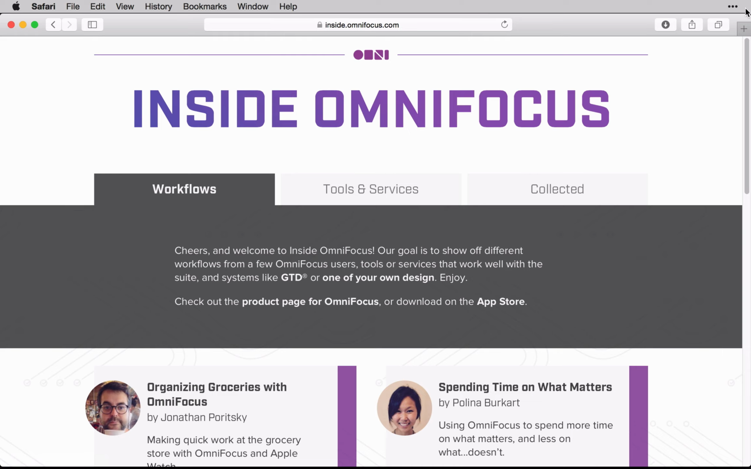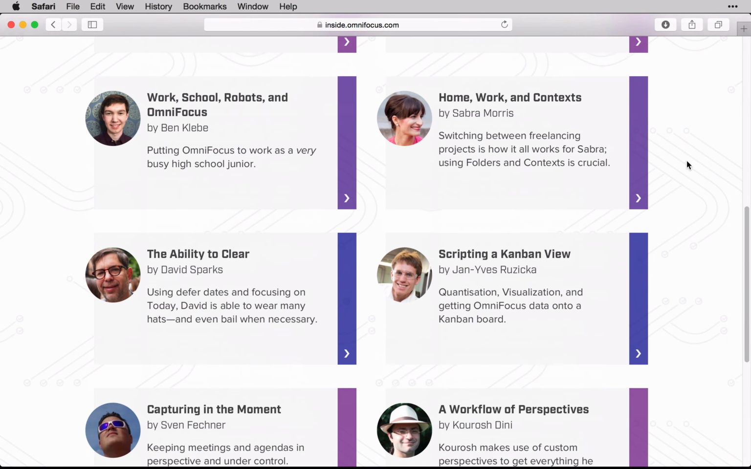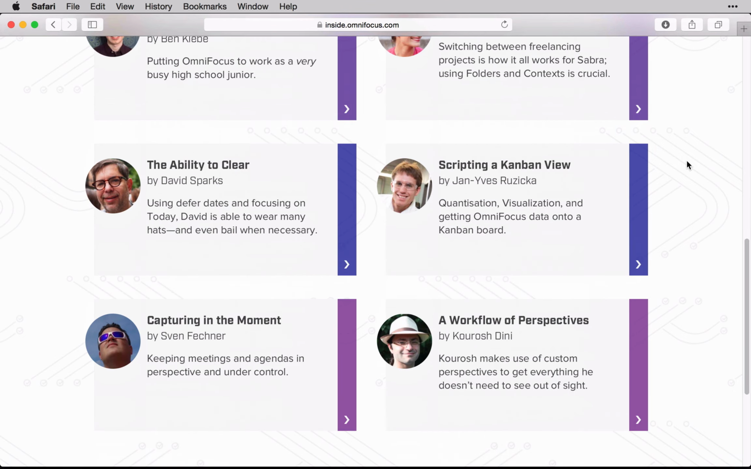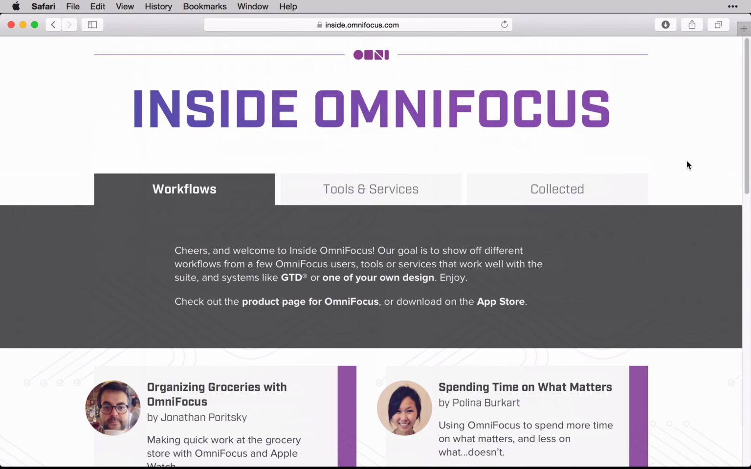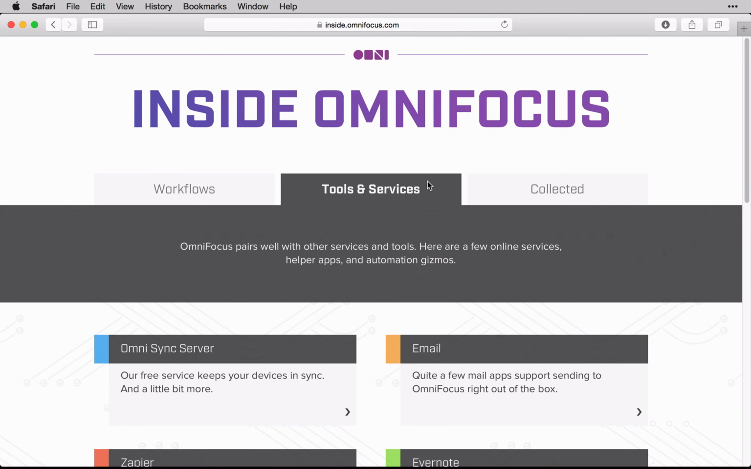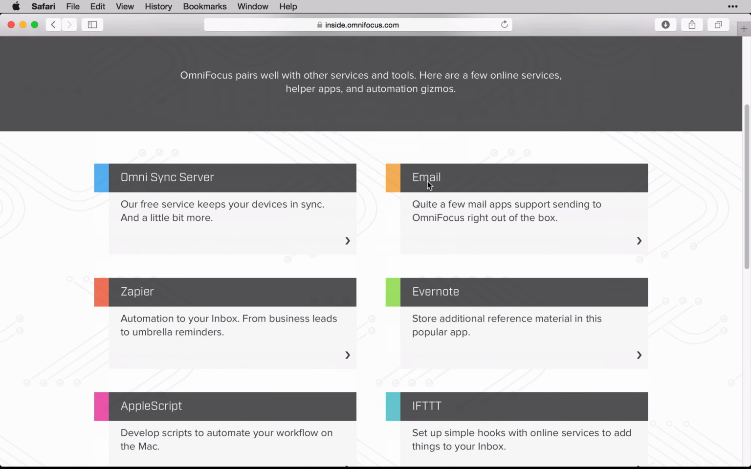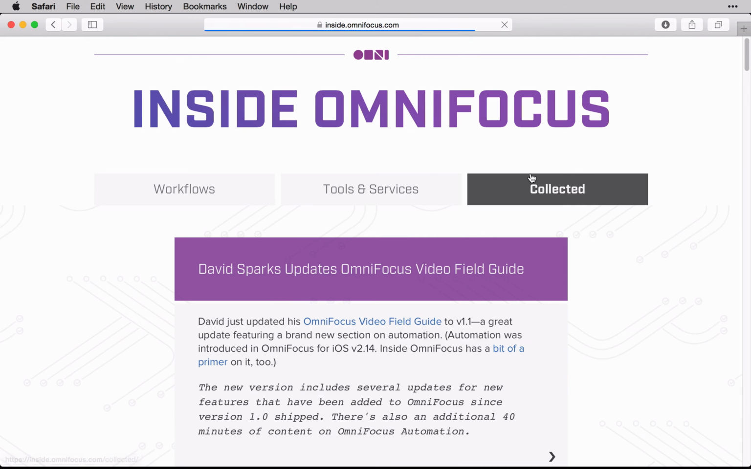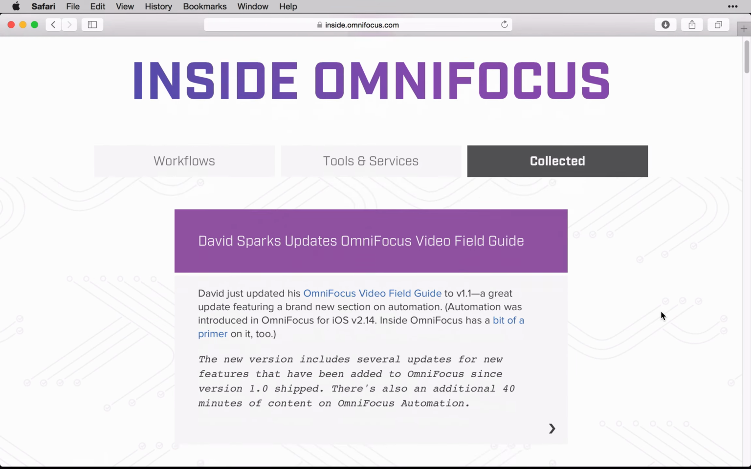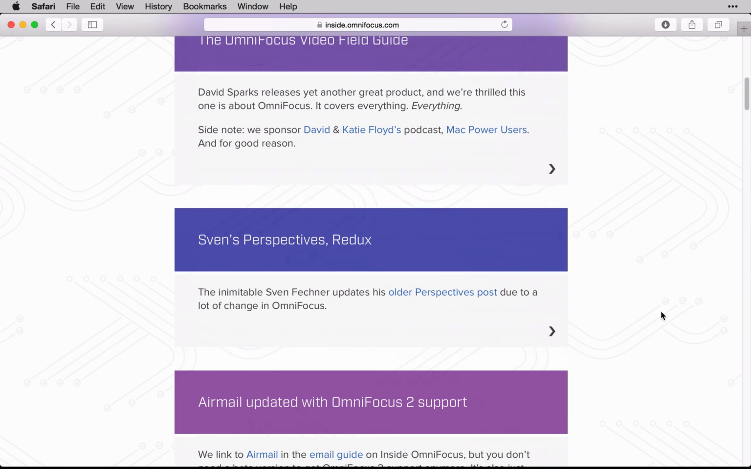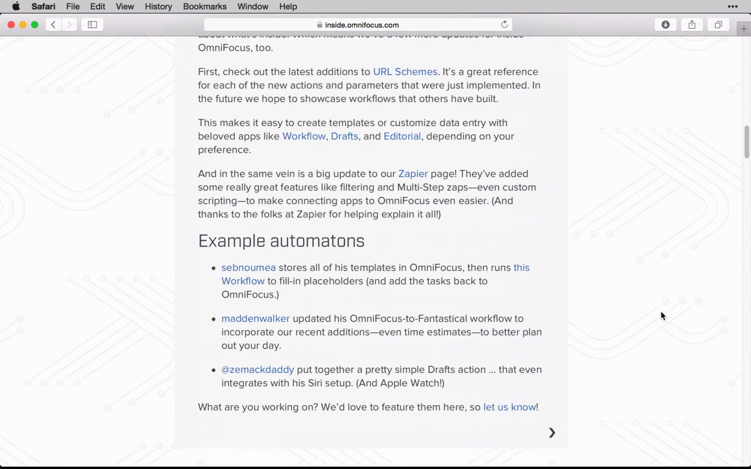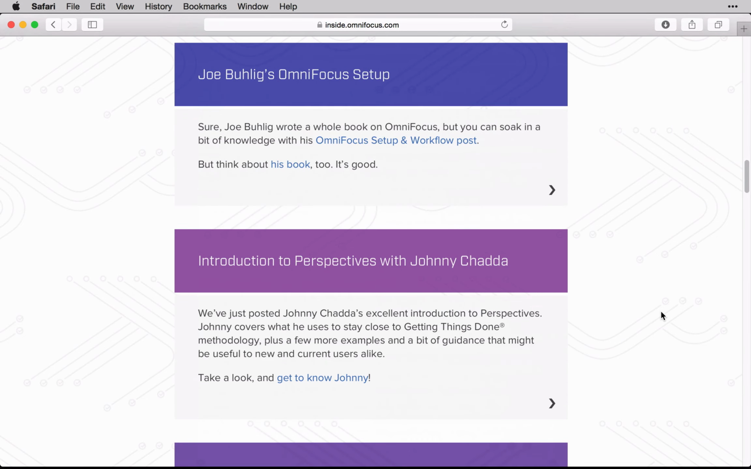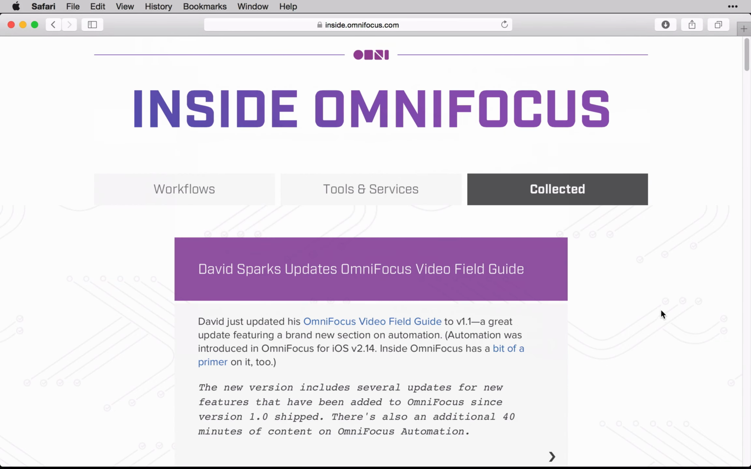The workflows piece is really interesting. There's a ton of people that write about how they use different aspects of OmniFocus, so it's a pretty great place to go and see what all is going on there. Tools and services, you can see all the different places that OmniFocus integrates. And then collected, this is a newer one that they're starting to keep up to date, and you'll see yours truly here in a couple places. But there are a lot of updates to all of the programs, all the different resources out there about how people are using it and how they are integrating it, and see what these other people are doing. So it's a pretty handy resource to get involved with.